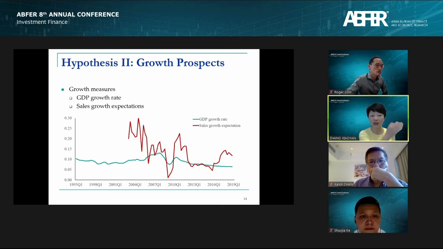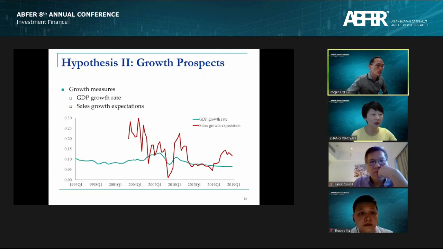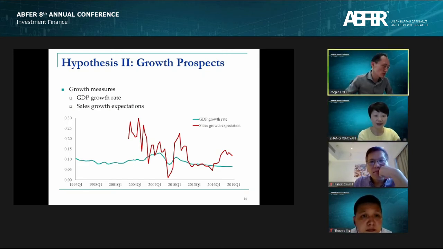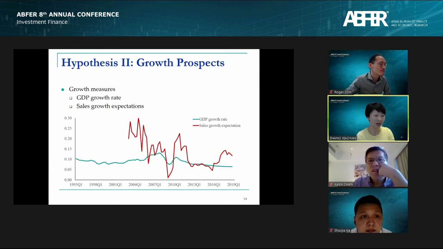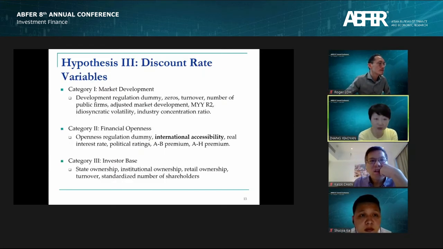And then for the sales growth expectation, same pattern. I also want to tell you that for the sales growth expectation, we have to use analyst data, and that data only starts in 2003. That's hypothesis 2. I'll put hypothesis 2 and 3 together and explain them in a minute. Now, hypothesis 3, variables. 5 minutes. 5 minutes, okay. Hypothesis 3 is based on discount rate variables.